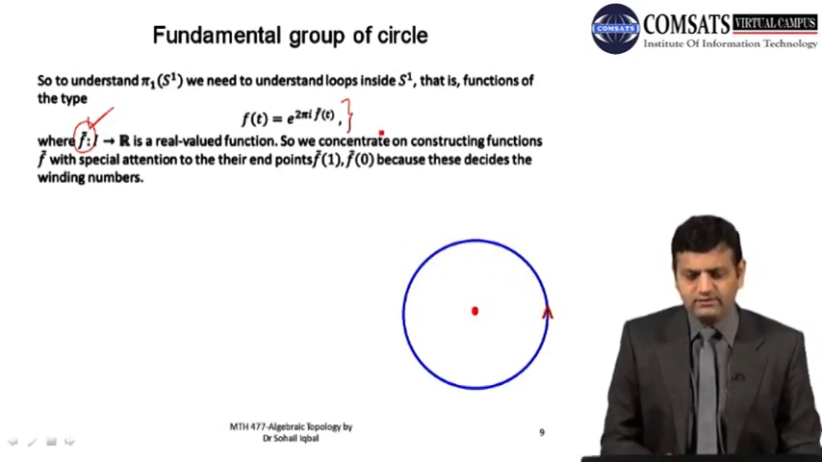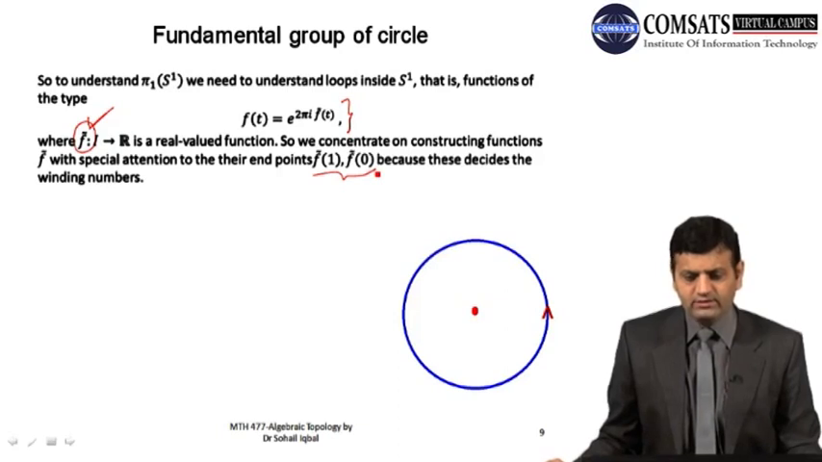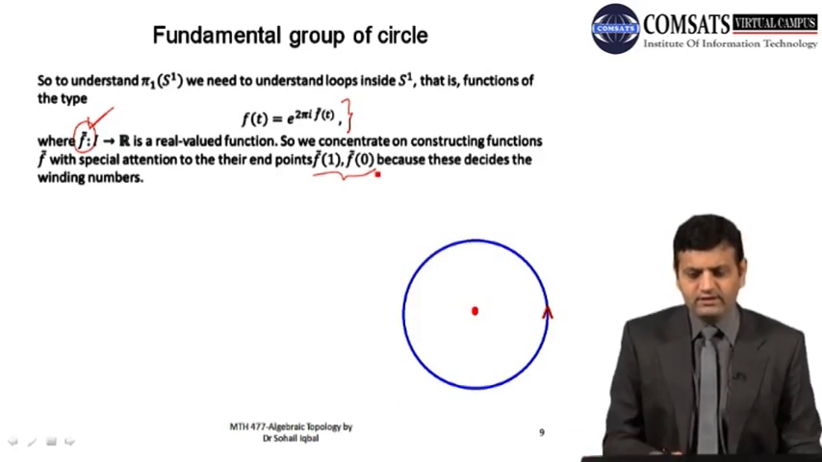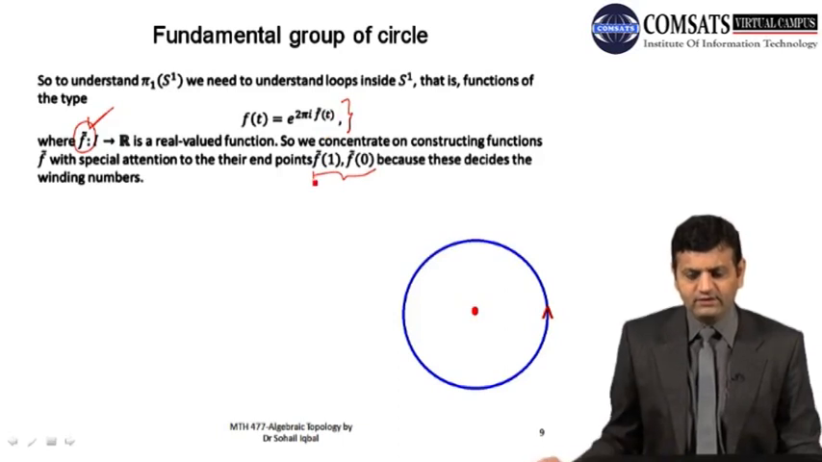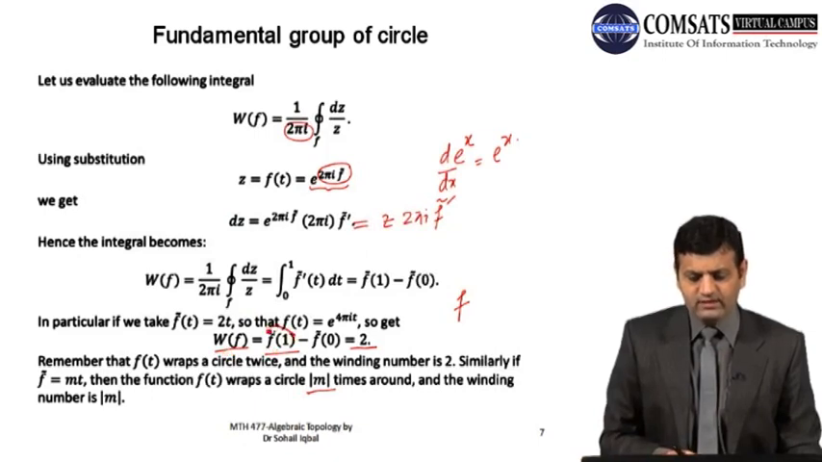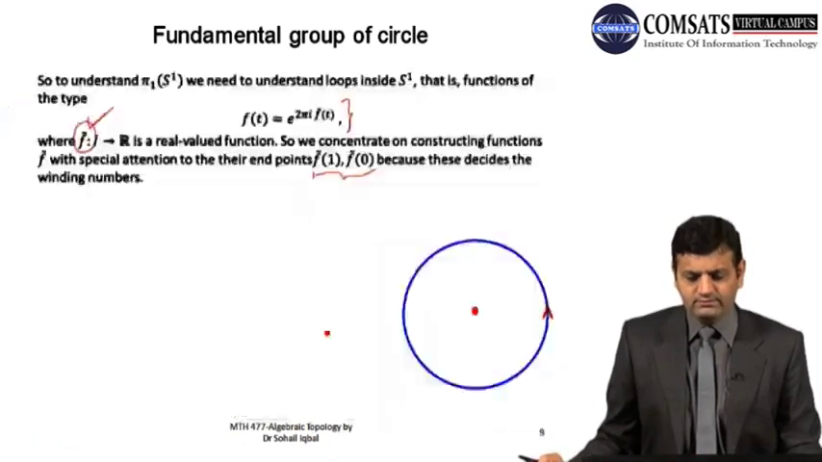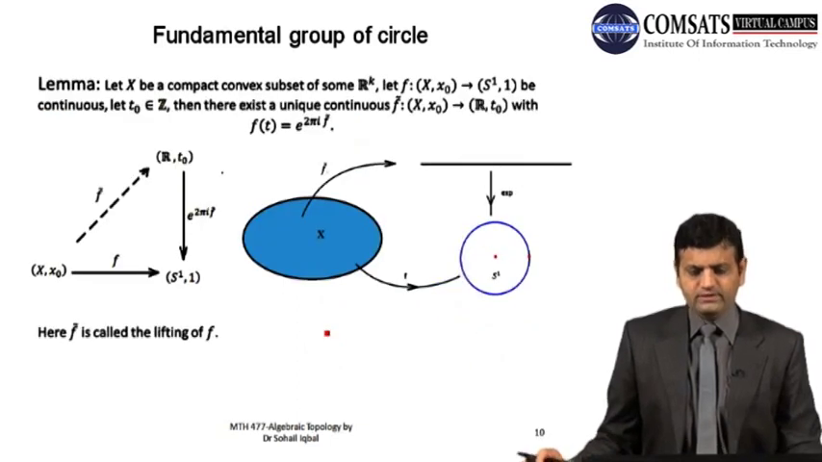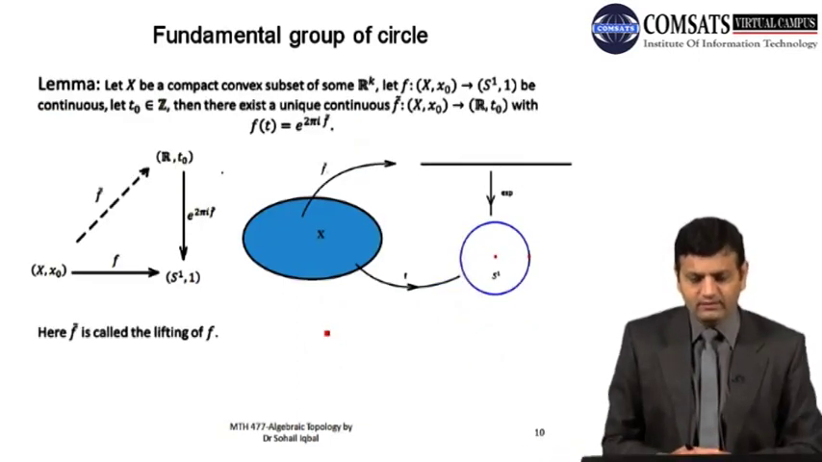So we concentrate on functions f tilde with special attention to their endpoints, because we can calculate the winding number by just evaluating f tilde of 1 and f tilde of 0. Let's go back and see why this is true, because the winding number can be calculated by just the functional value of f tilde at the endpoints of the interval. Okay, now this is going to be our main result of today's lecture.